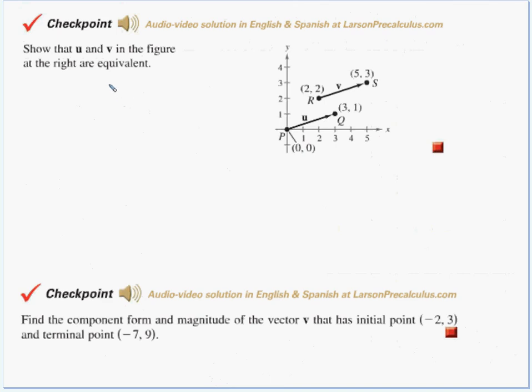A couple for you to try here to check points. So pause the video, try these problems. Either listen to my solutions or go to the online book, and you can get the solution there in English or Spanish.